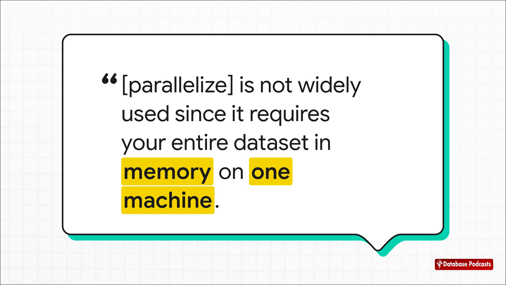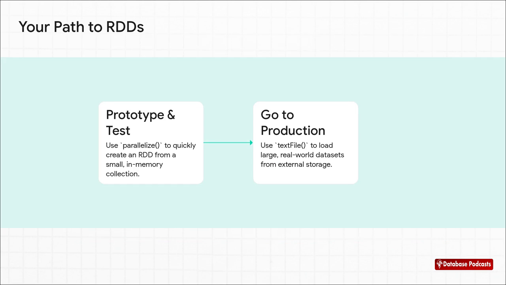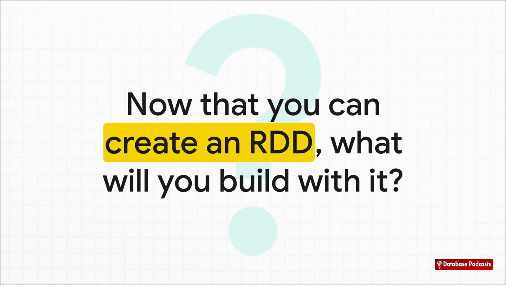And this is exactly why picking the right creation method from the get-go is so important for your application's performance and whether it can scale up. So let's just quickly recap this two-step process, because it's really simple but super powerful. Step 1, you start out prototyping and testing your ideas with parallelize, using a nice small in-memory collection of data. Step 2, once you've got your logic all figured out and working, you just swap it out for textFile and run the exact same code on your massive, real-world datasets that are living in external storage. It's a beautiful workflow.